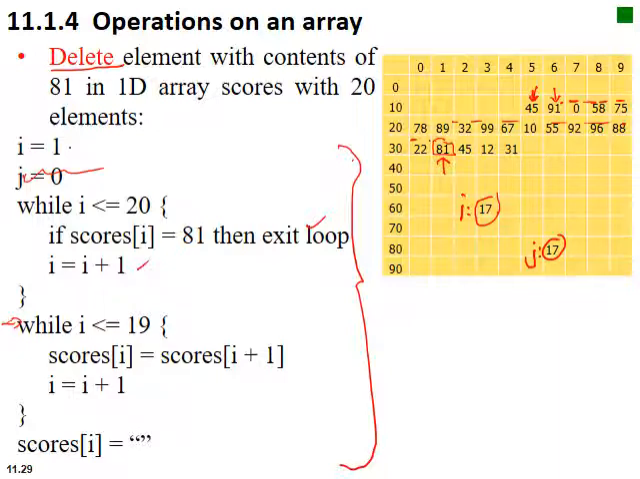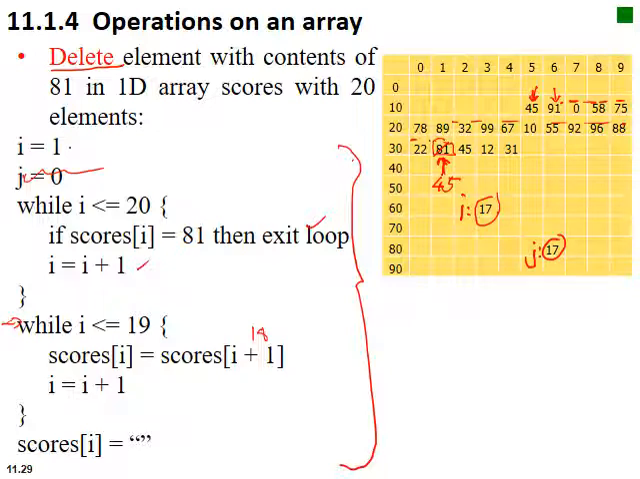So now we say scores I, which is currently scores 17, this value over there, that gets the value of scores I plus 1. I is 17, so now I is going to be 18. So in other words, we're literally going to say scores 17 will get the value of scores 18. In other words, this value of 81 will be overwritten with 45, which is scores 19.